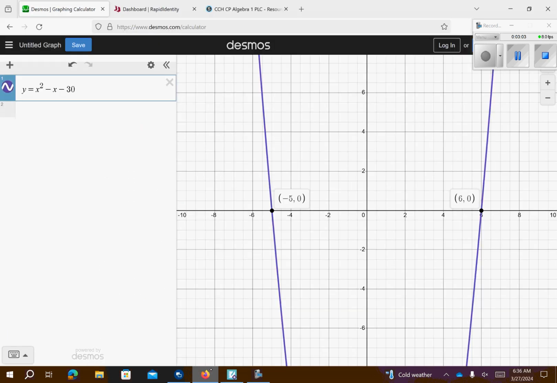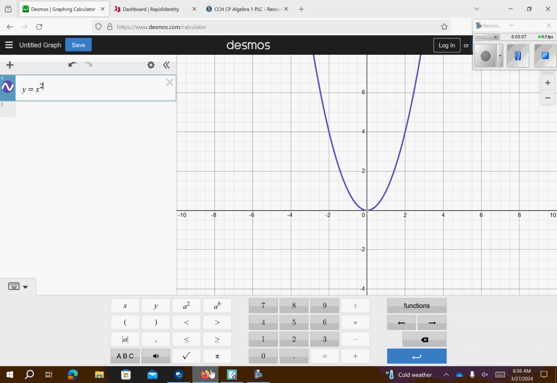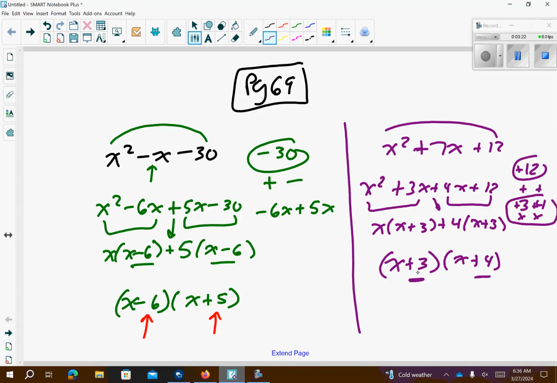So let's graph that one, see what that one's going to look like. Let's get rid of this one. So I get x squared plus 7x plus 12. Okay, so let's click here and here. Notice I have a negative 4 and a negative 3. Here I had a positive 3 and a positive 4. So let's think about how we might incorporate that.